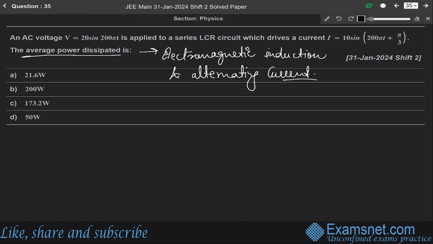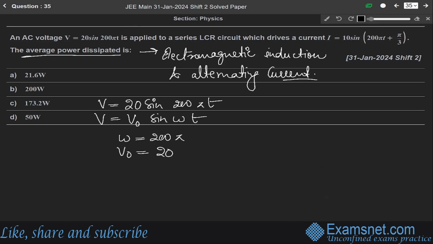Here in the question we are given V equals 20 sine 200 pi t. Comparing with the standard equation V equals V naught sine omega t, omega is equal to 200 pi and V naught equals 20. The current is given as I equals 10 sine 200 pi t plus pi by 3. Comparing with the standard equation, I equals I naught sine omega t plus phi.